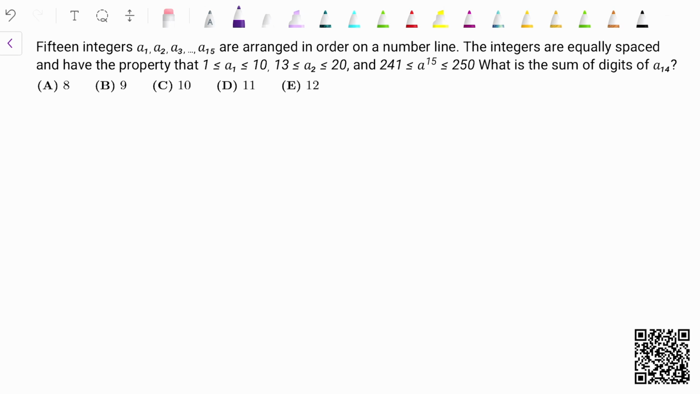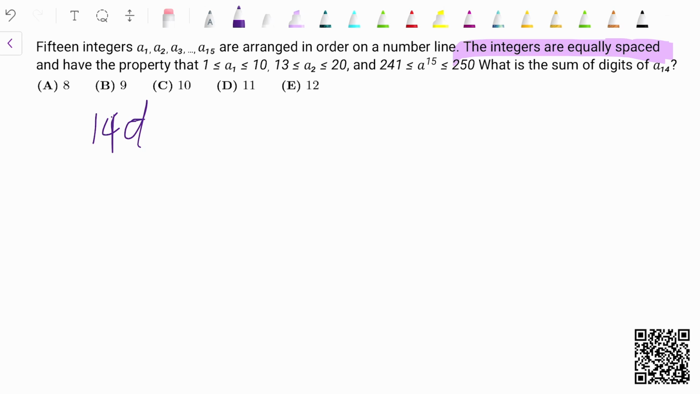So if A1, A2, A3, and A15 are all integers and they are equally spaced, milking the equally spaced here, we can find out what the distance between each one is, and that's going to benefit us greatly in the long run. Let's say the distance between each one is d, like the distance between A1 and A2 is d. Since there are 15 on the number line, 14d is equivalent to the distance between the smallest number, A1, and the biggest number, A15, which also means that we can create a minimum-maximum kind of inequality.